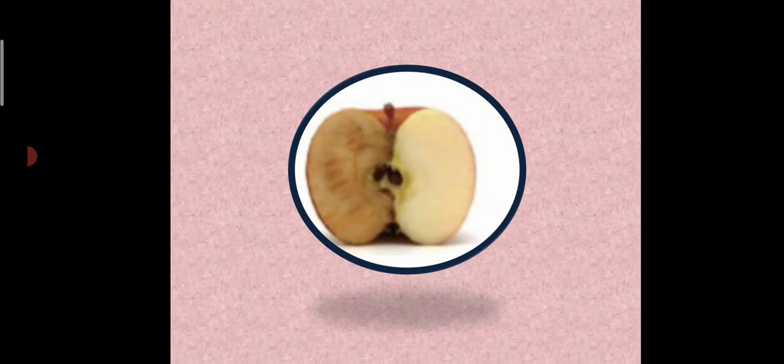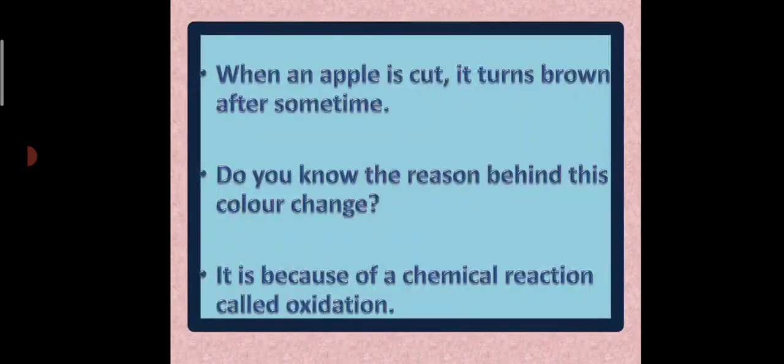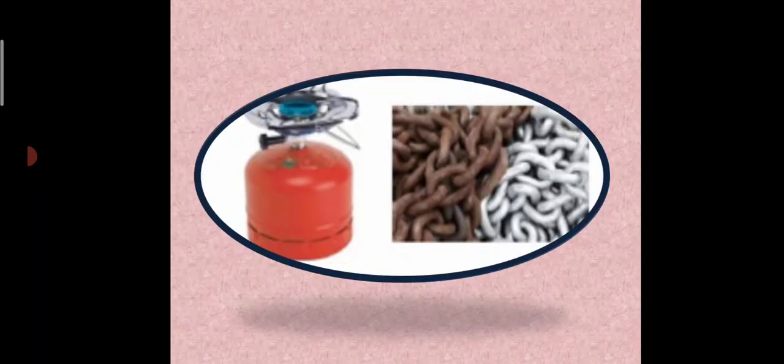If you see this apple, you can imagine this picture. When an apple is cut and kept outside for a longer period of time in the atmosphere, you can see this condition. Yes or no? When an apple is cut and kept open in the atmosphere, the layer of the apple will change into brownish in color. Why is it happening? It is because of the redox reaction only. Do you know the reason behind this color change? It is because the chemical reaction called oxidation takes place.